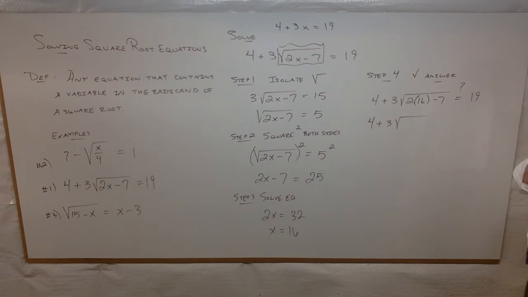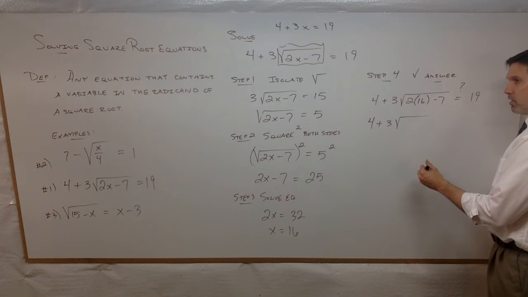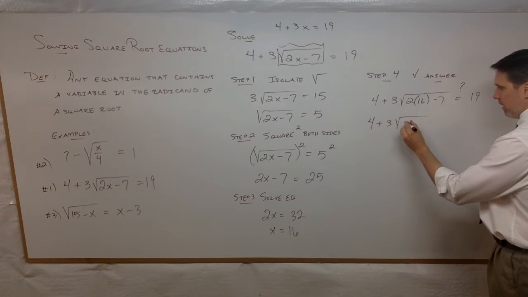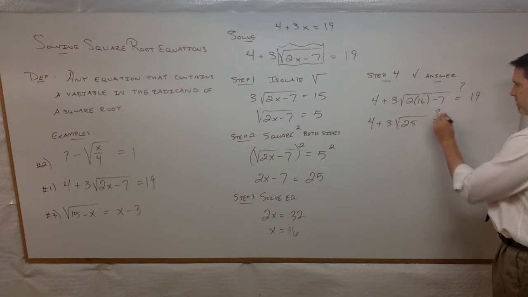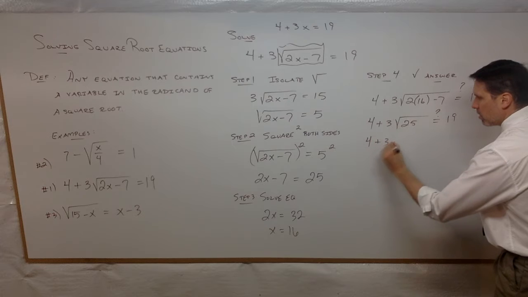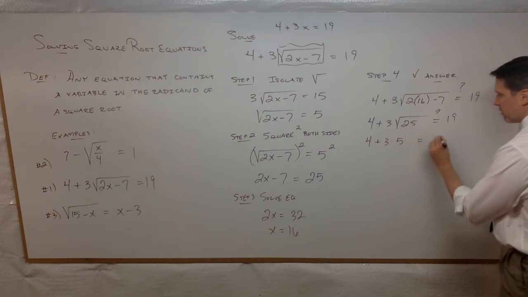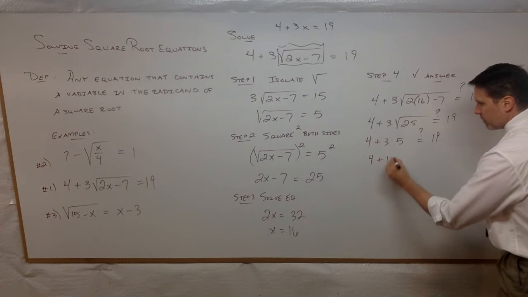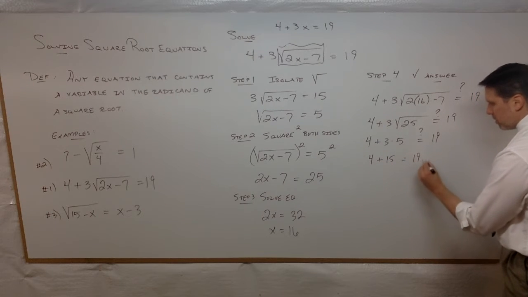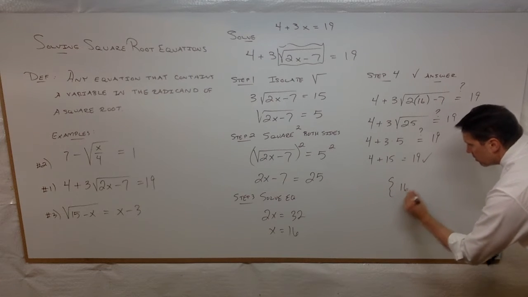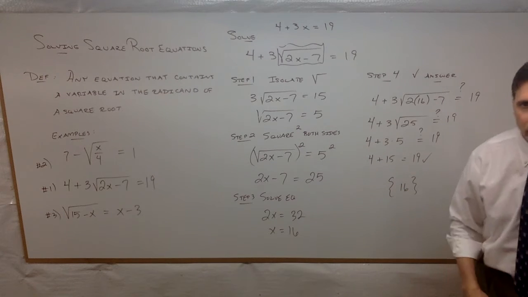32 minus 7 is 25. I got it. Does that equal 19? Well, the square root of 25 I know is 5. And 3 times 5 is 15. 4 plus 15 is 19. That does check. So my solution here is what I got in step 3, 16.